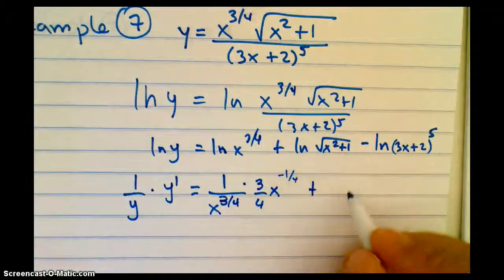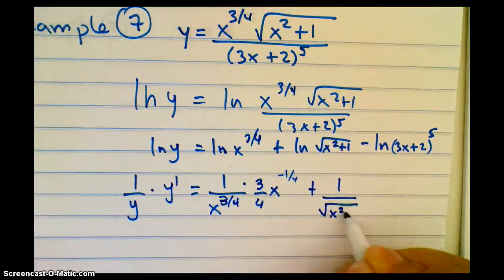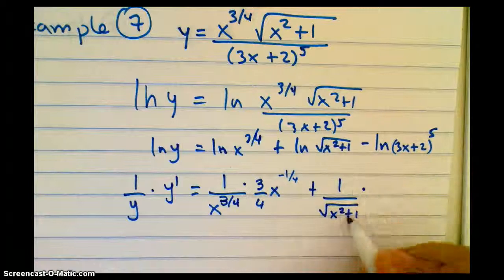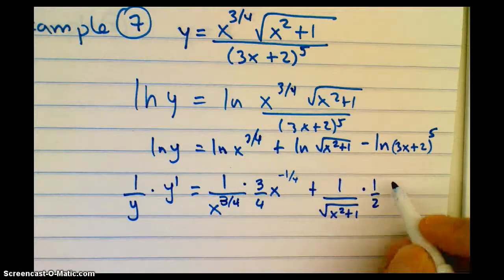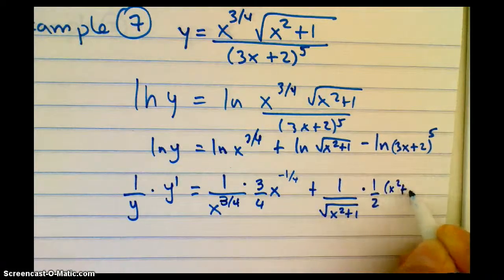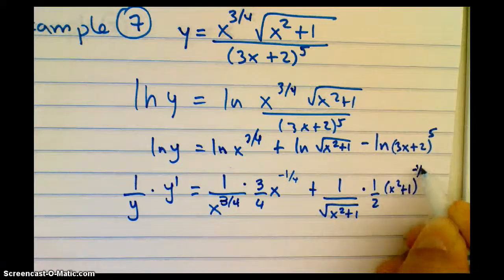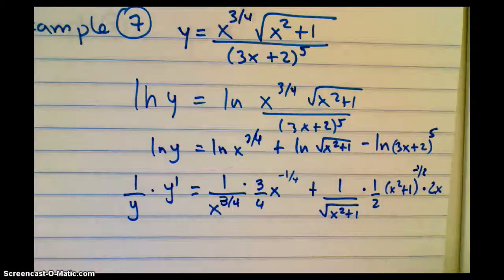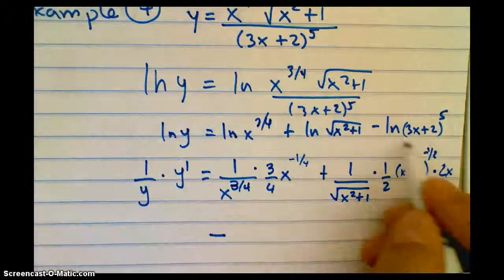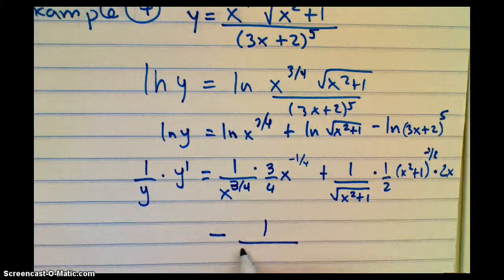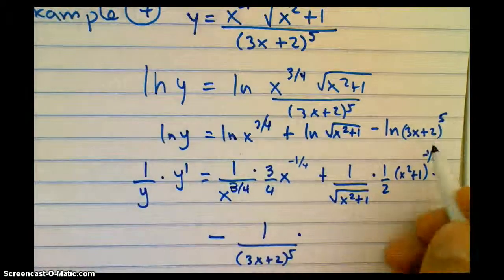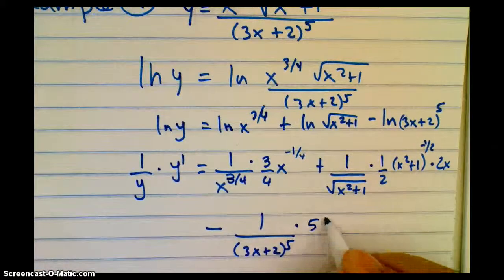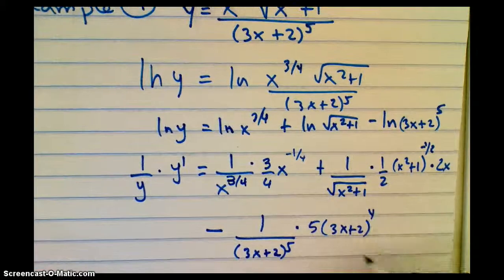Plus the derivative of this would be the reciprocal times the derivative of the inside, which is 1/2 of (x squared plus 1) to the -1/2 times the derivative of the inside, which is 2x, minus the derivative of this, which is the reciprocal times the derivative of the inside of the natural log, which is (3x plus 2) to the 4th, times the derivative of the inside, which is 3.